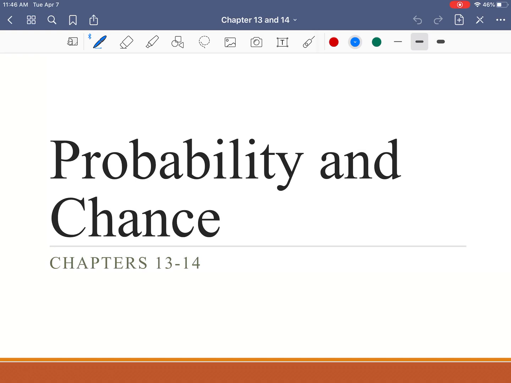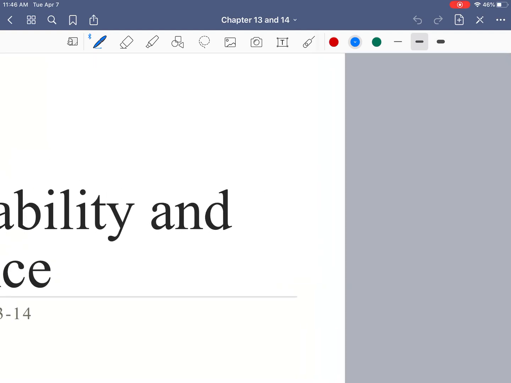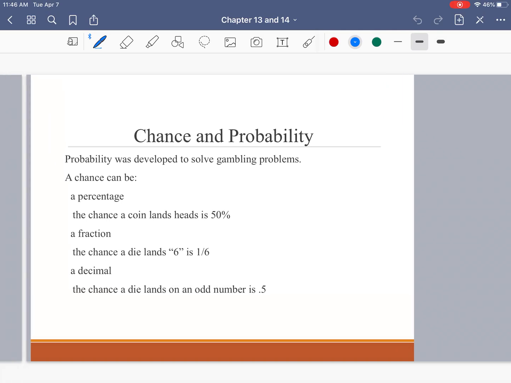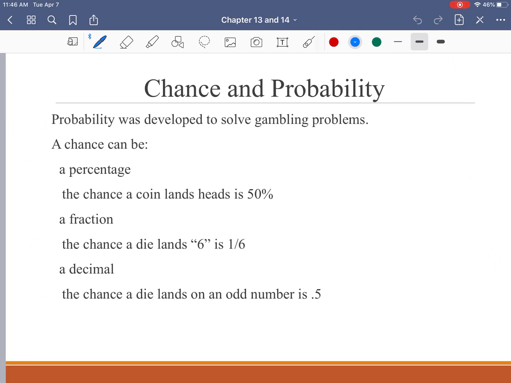We're going to be doing a lot of math with this. It's probability and chance, and most of what we see here will be stuff you've covered before. In secondary math 2, you did cover a probability unit, so hopefully a lot of this is familiar to you. Okay, so probability was developed to solve gambling problems.